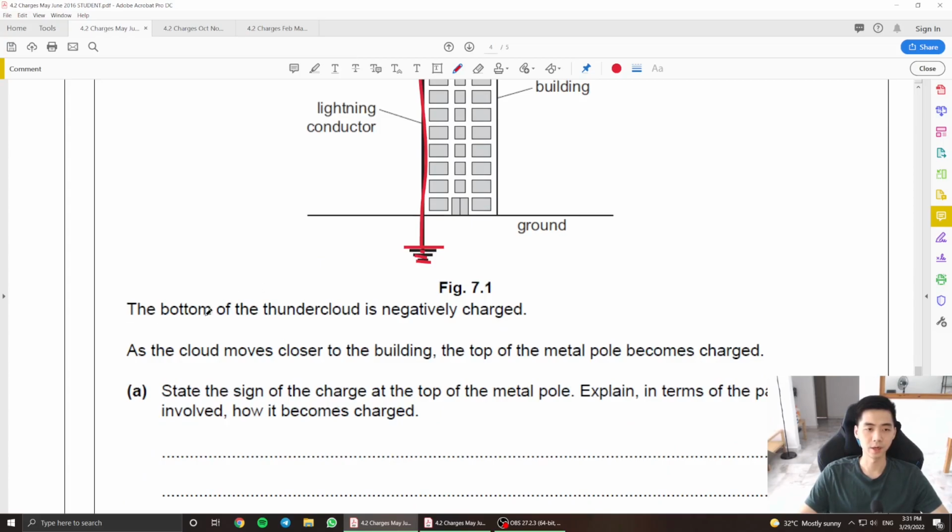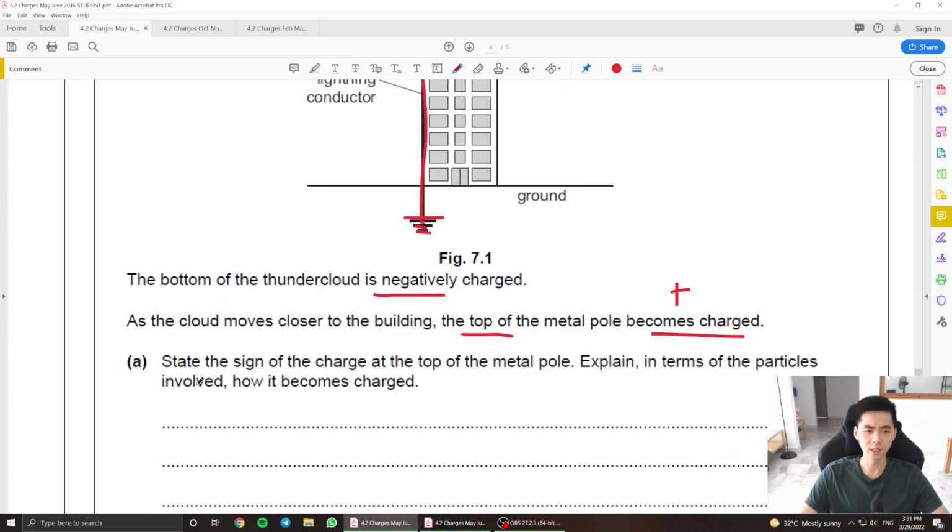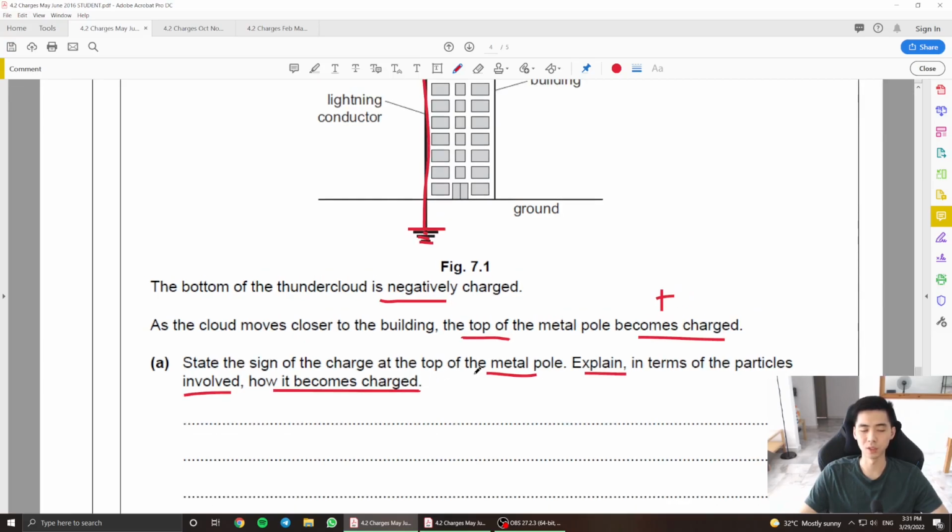Then from here, they say that the bottom of the thundercloud is negatively charged. As the cloud moves closer to the building, the top of the metal pole becomes charged. The top of the metal pole becomes charged, obviously it's going to become positively charged. State the sign of the charge at the top of the metal pole. Explain in terms of particles involved how it becomes positively charged.